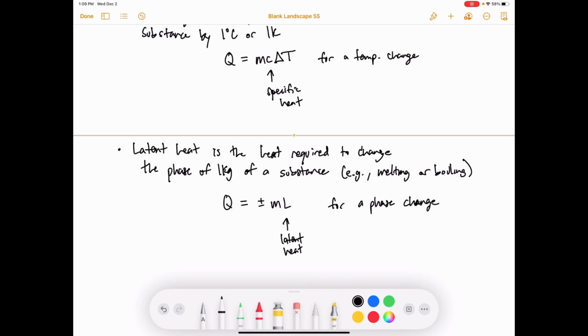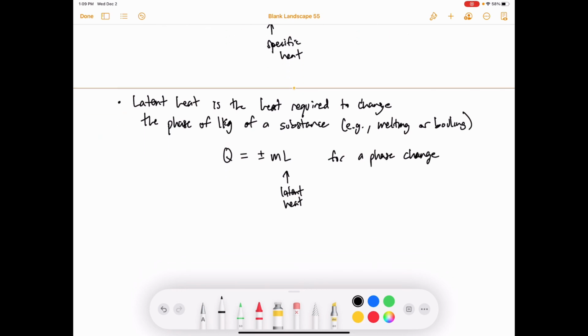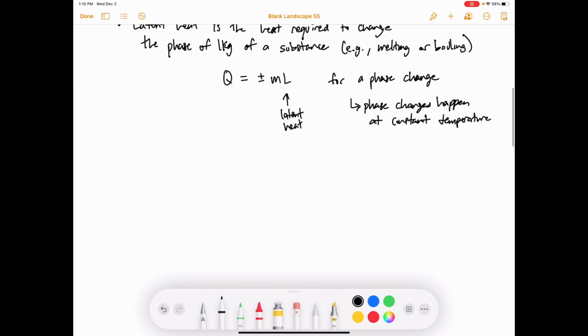And the other thing to keep in mind is that phase changes happen at constant temperature. So let's say we have ice. The phase change from solid to liquid occurs at 0 degrees Celsius. If we have liquid water, the phase change from liquid to gas, when we boil the water, happens at 100 degrees Celsius.